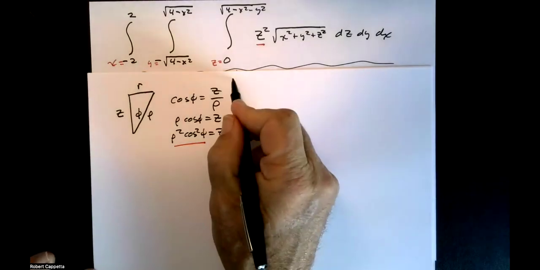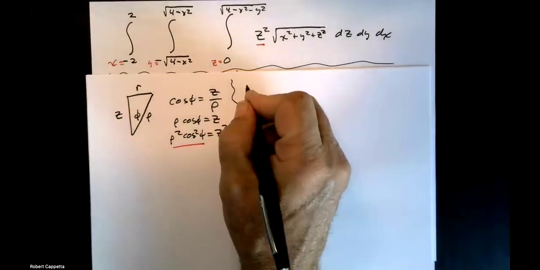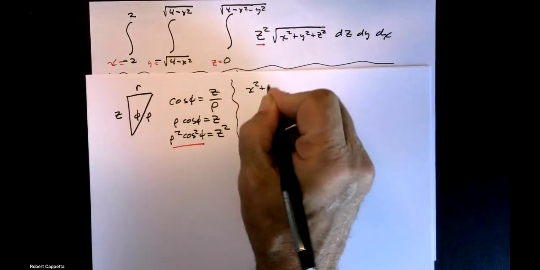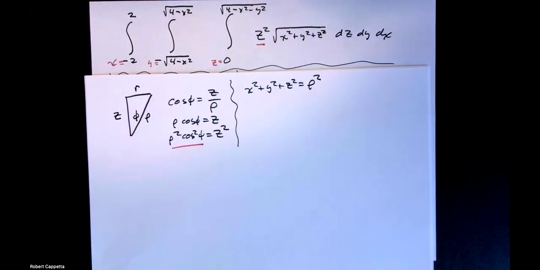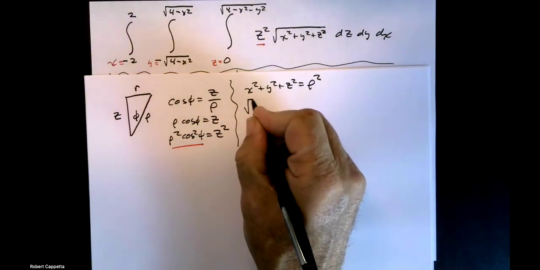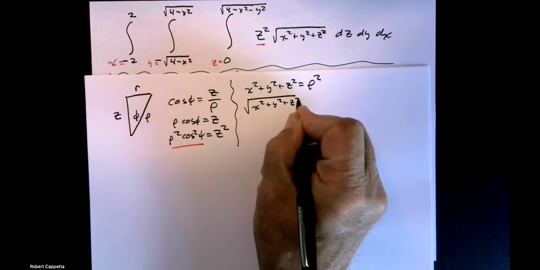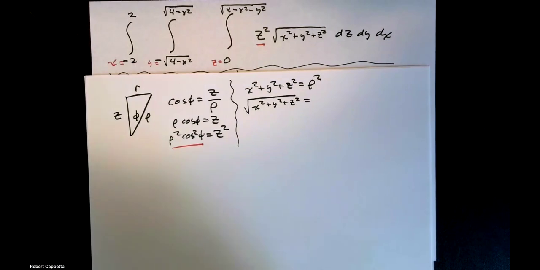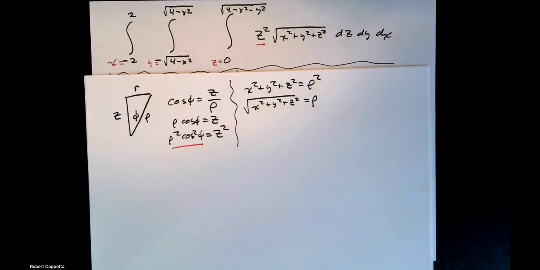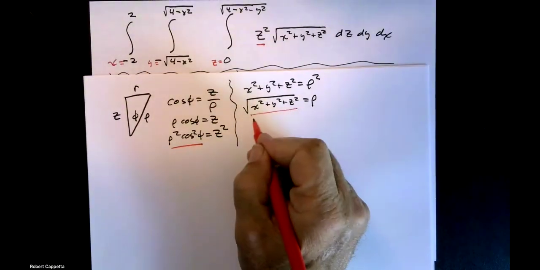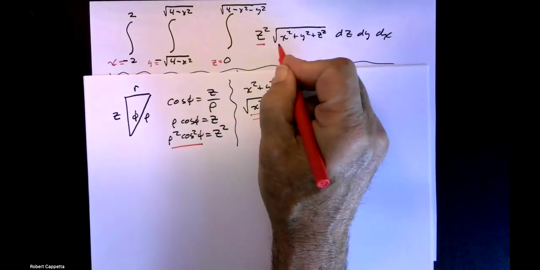How about the next portion of that integral? We have the square root of x squared plus y squared plus z squared. But we know x squared plus y squared plus z squared is rho squared. So if I zap the square root, the square root of x squared plus y squared plus z squared is the square root of rho squared, which is just rho. So that will be our second piece here. Our second piece, rho, is right here.